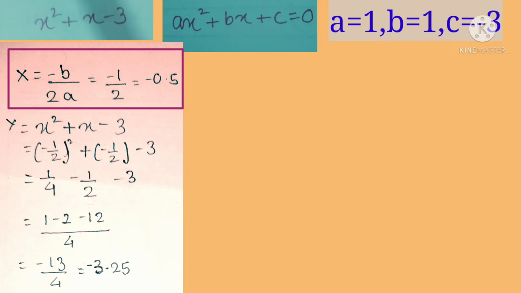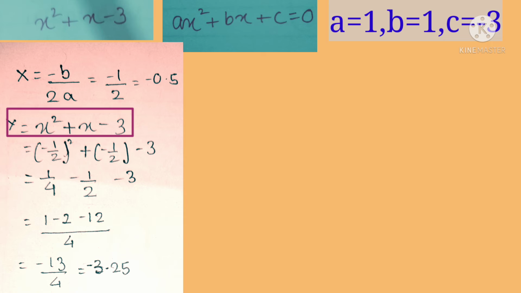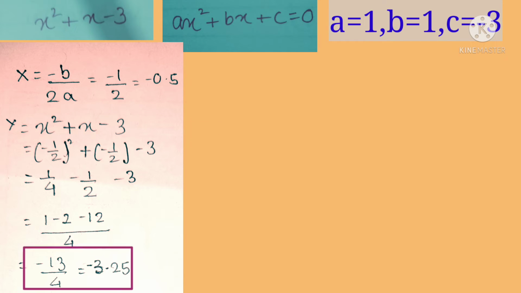Since the value is minus 0.5, which is in decimal form, we will see how we need to deal with it. Whenever the question is given, just put the value as y. So y is equal to x square plus x minus 3. We got x is equal to minus 0.5. If we put it in, the y value will also be a decimal. The y value we will get is around minus 3.25.